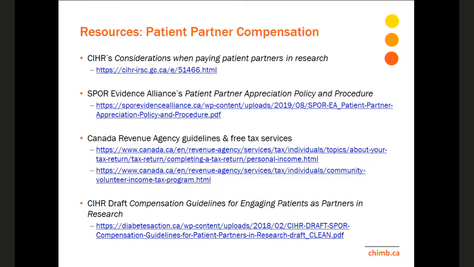Okay. The CIHR considerations, is that the last document that was out? The last 4 competitions? I hope it's the most recent one. It said it was draft compensation guidelines, so maybe I'll get in touch with you to make sure. There are reasons why it's a draft. What's really great in these resources is that the Evidence Alliance has a really thorough appreciation policy and procedure that takes a lot of those barriers into consideration and tries to make compensation easier for patient partners.